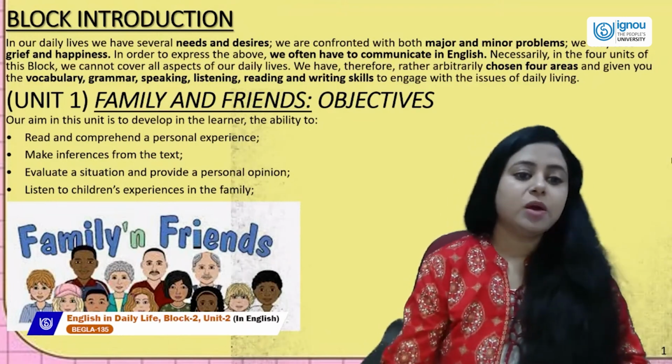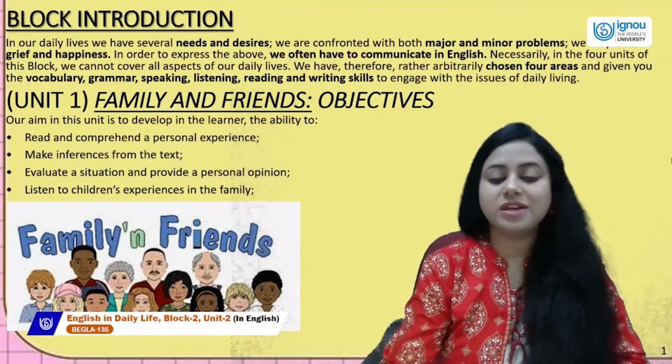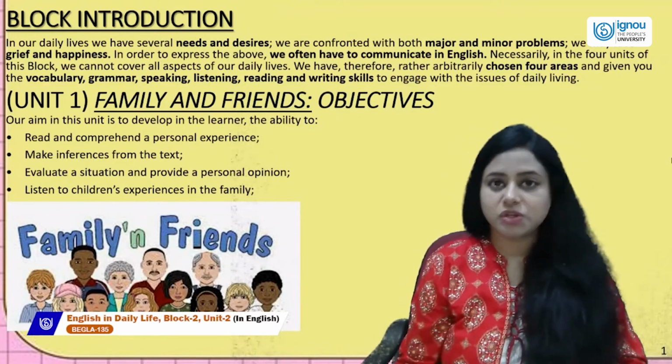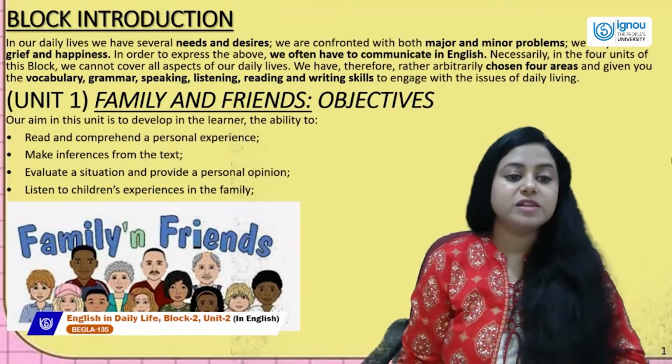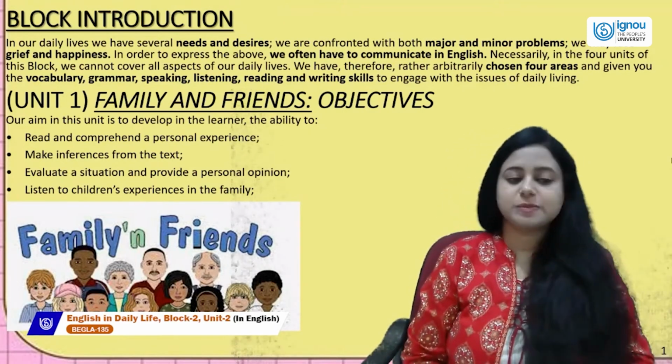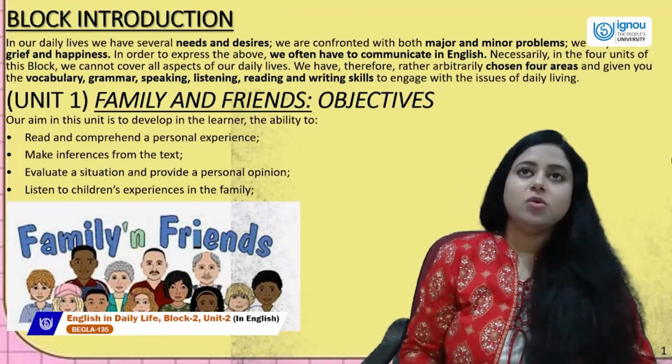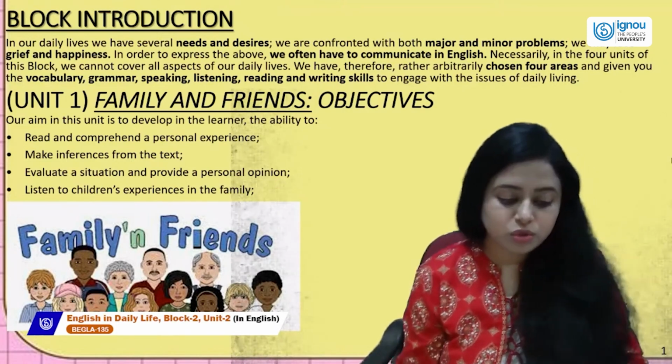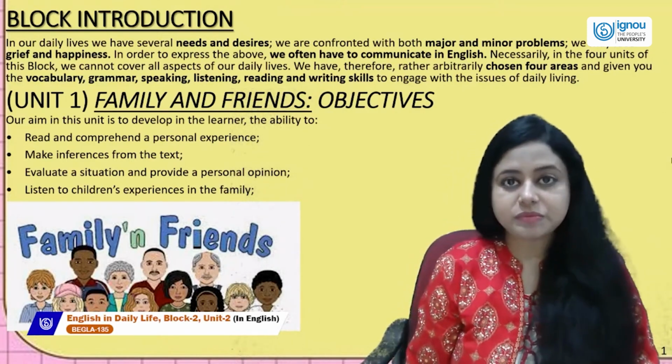Okay? Now, so family and friends. In this unit, your unit one is family and friends. First, you read and comprehend a personal experience. Okay. Now, the second thing is how do you make inferences?